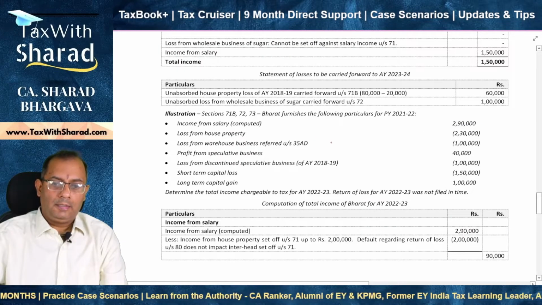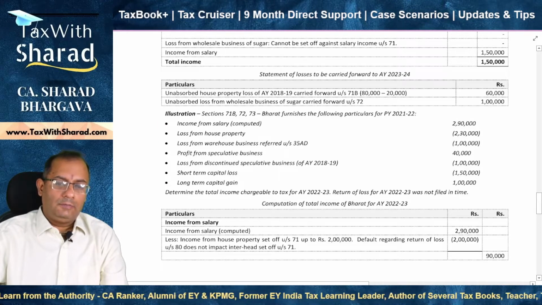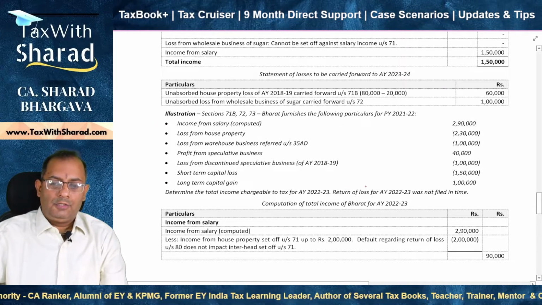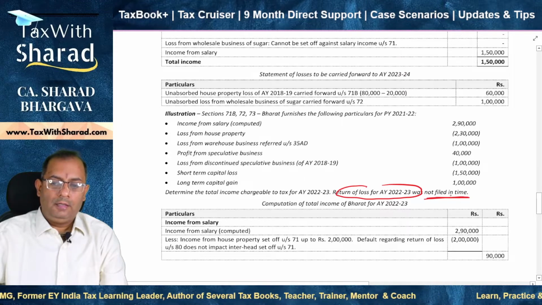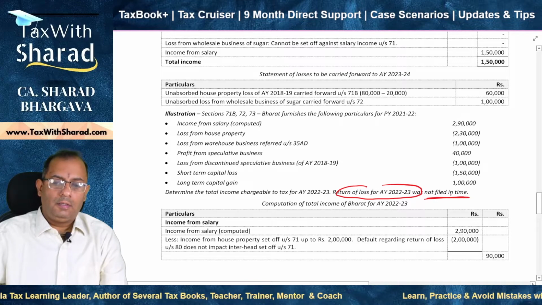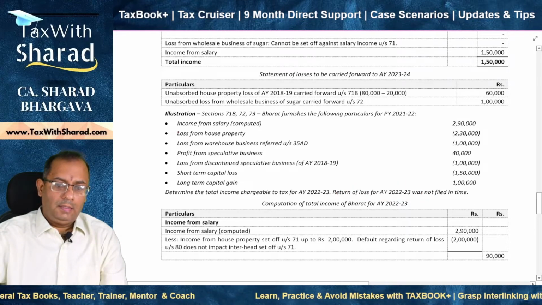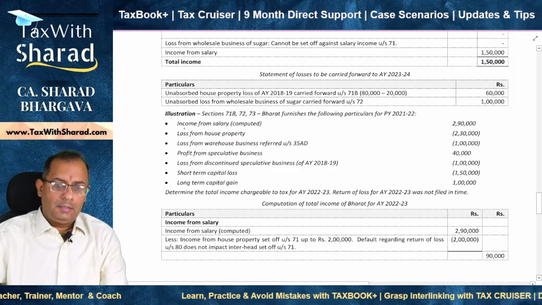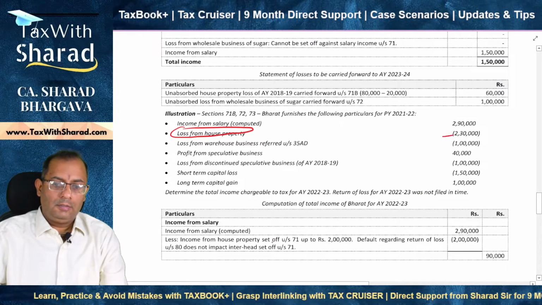Let's look at another example. In this case, there are certain details of income and losses, and it is mentioned that the return of loss for the current assessment year was not filed in time. So the current year's return has not been filed in time, and, if you can see, there is a loss from house property of the current year of 2,30,000.